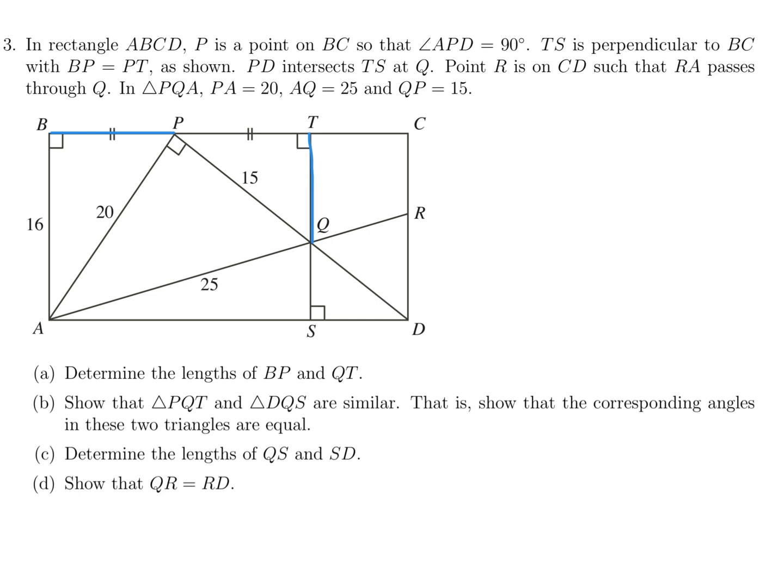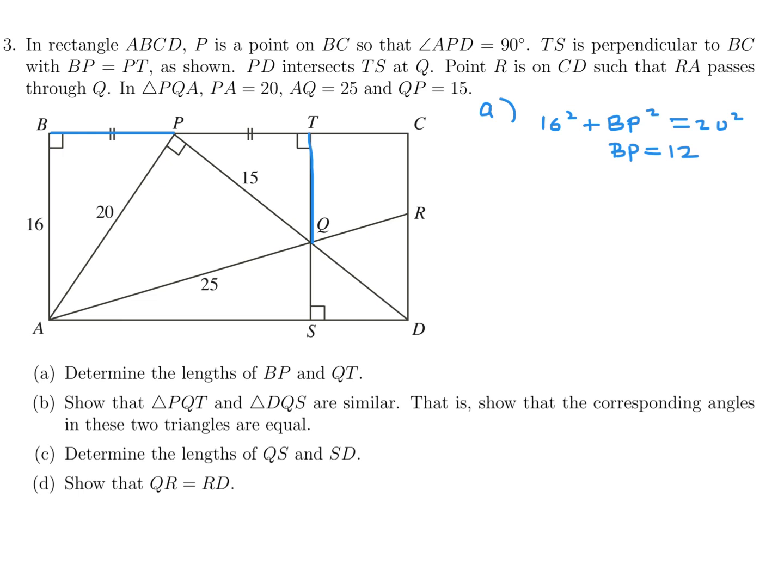All right, I think that should be fairly straightforward. Just use Pythagoras. So 16 squared plus BP squared is equal to 20 squared. Correct? So that means BP is 12. I'll let you do the math. It's fairly straightforward. Now QT, which triangle do you want to use this time?